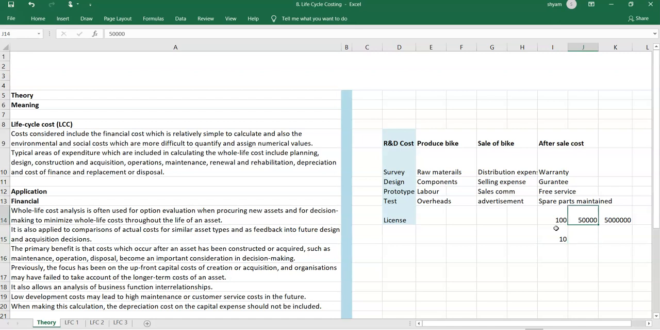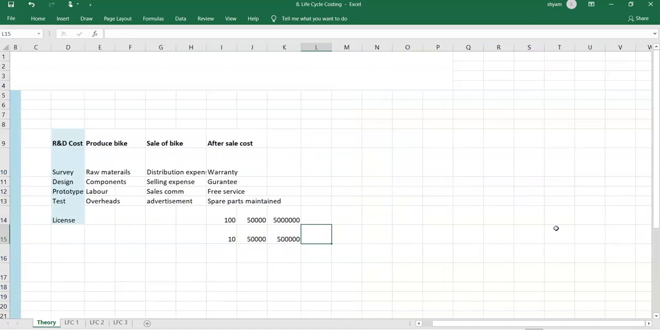So at least 10 bike spares have to be maintained, and totally the spares come to around 5 lakhs. So out of the 50 lakhs worth of bikes which have been sold, we have to maintain spares for 5 lakhs. The spares have to be stored properly in a secure place. We should have a godown for it, and it should be easily available to the customer when he requires it.